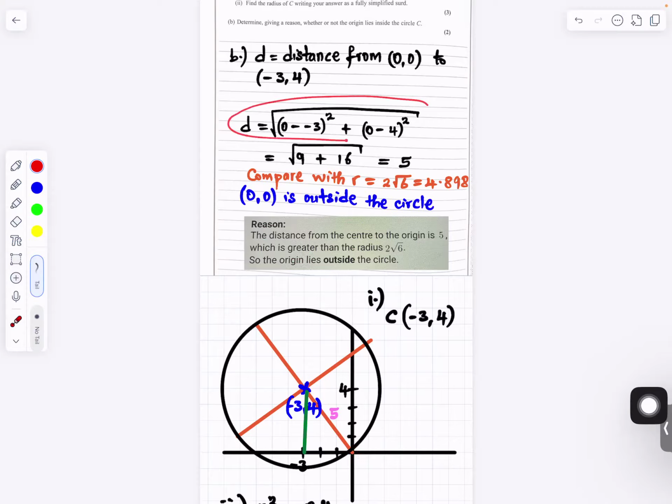So you use that distance formula. So 0 minus minus 3 squared plus 0 minus 4 squared, you get 5. So the distance is 5. And you need to compare it with the radius. If that distance is smaller than the radius, that means the point lies inside the circle. But if you look at that distance, the distance is 5, the radius is 4.9. So 5 is bigger than 4.9. So the origin lies outside the circle.